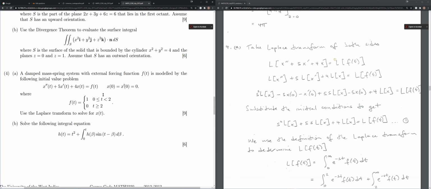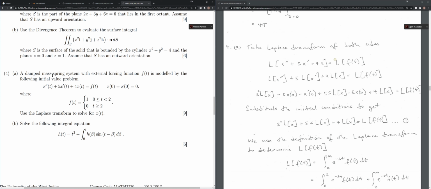So let's see a second example of solving an ordinary differential equation using the Laplace transform. This one is from a past paper. It says that you have a mass-spring system with an external forcing f of t, modeled by the following initial value problem.